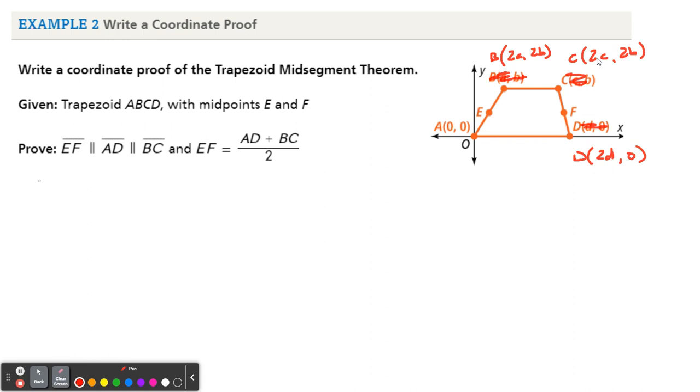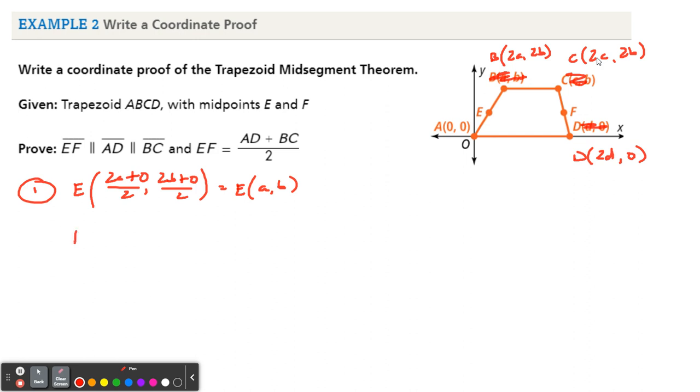So step 1, let's go ahead and find E and F. So we're going to use midpoint formula. So to find E, we have to take 2A plus 0 and divide by 2, 2B plus 0 and divide by 2. Just taking the x's and y's of A and B, adding them and dividing by 2. So that's going to be 2A over 2, which is just A, and that'll be 2B over 2, which is just B. So the coordinates of E are A, comma, B.